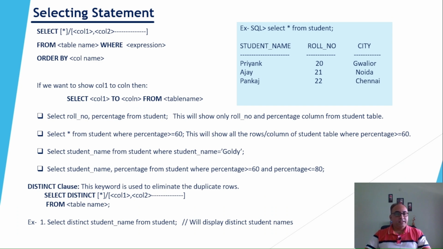Select distinct student name from student. It will display only distinct student names. If two students have the same name, then it will display it only once.